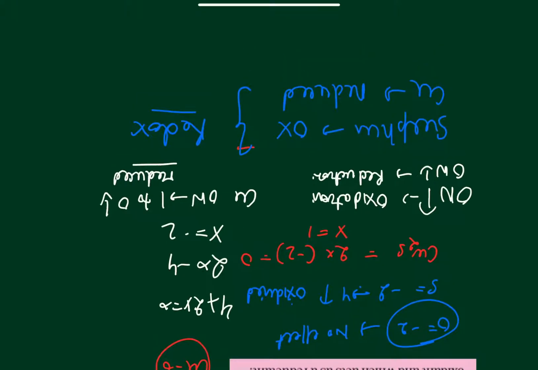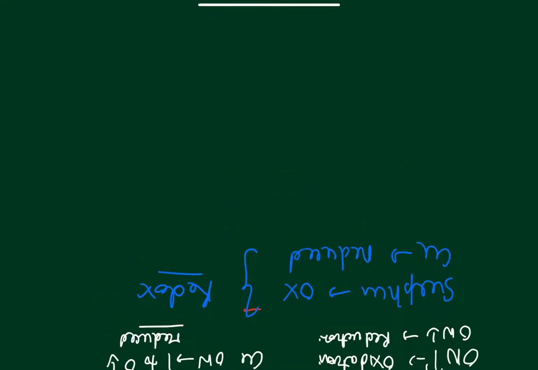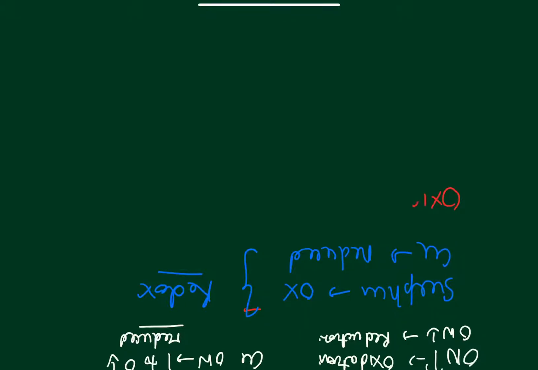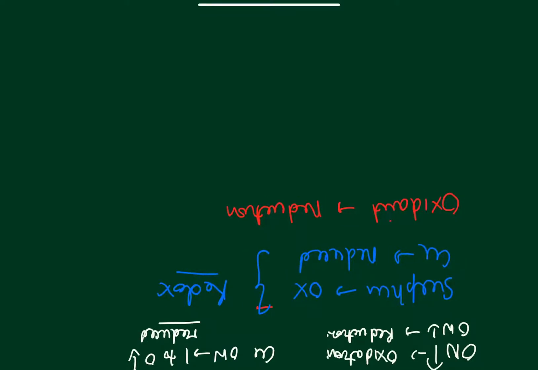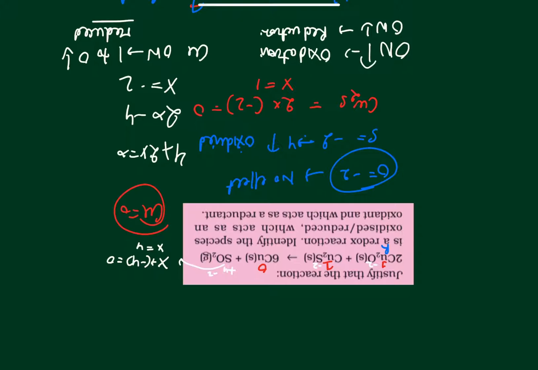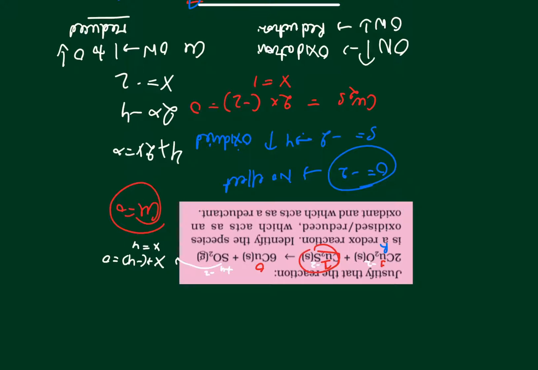Now next thing is the oxidant and the reductant. So oxidant means it has undergone reduction. So which substance has undergone reduction? Let's see which substance has undergone reduction here. Copper has been undergoing reduction. So this copper sulfide will be your reductant in this case.